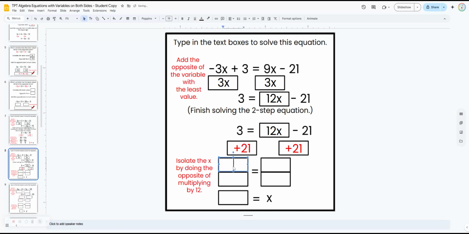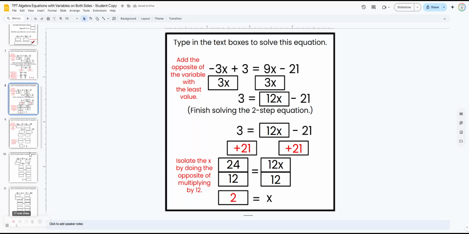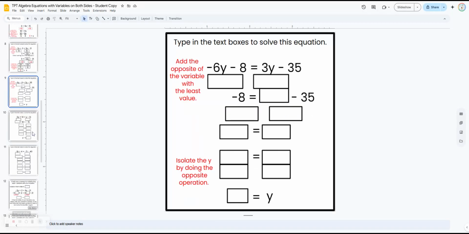Now I get 24 equals 12x. I'm going to divide both sides of the equation by 12 to isolate my variable. The opposite of multiplying by 12 would be to divide by 12, and I end up with an answer of x equals 2. So students are going to be doing that on the next 3 slides.